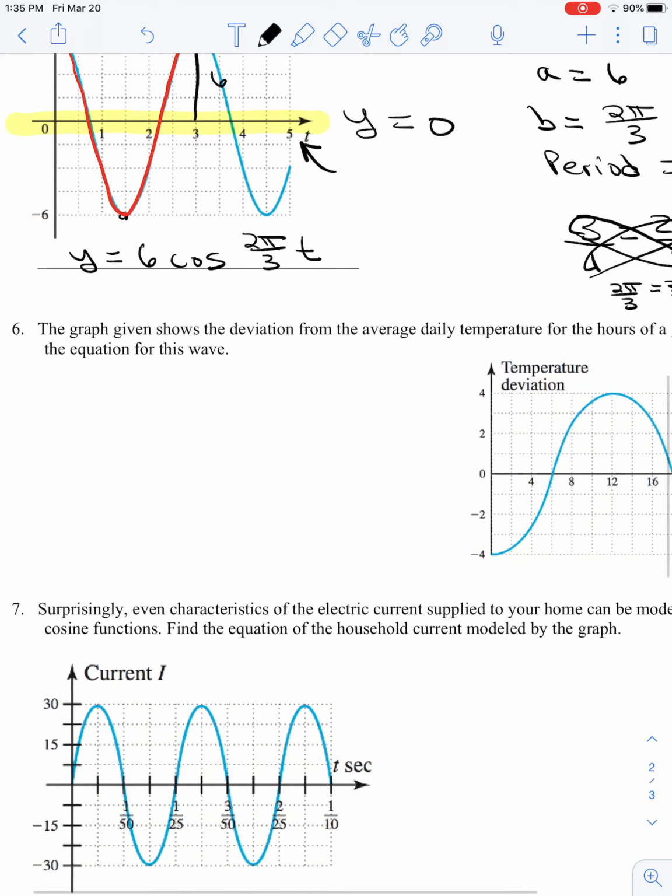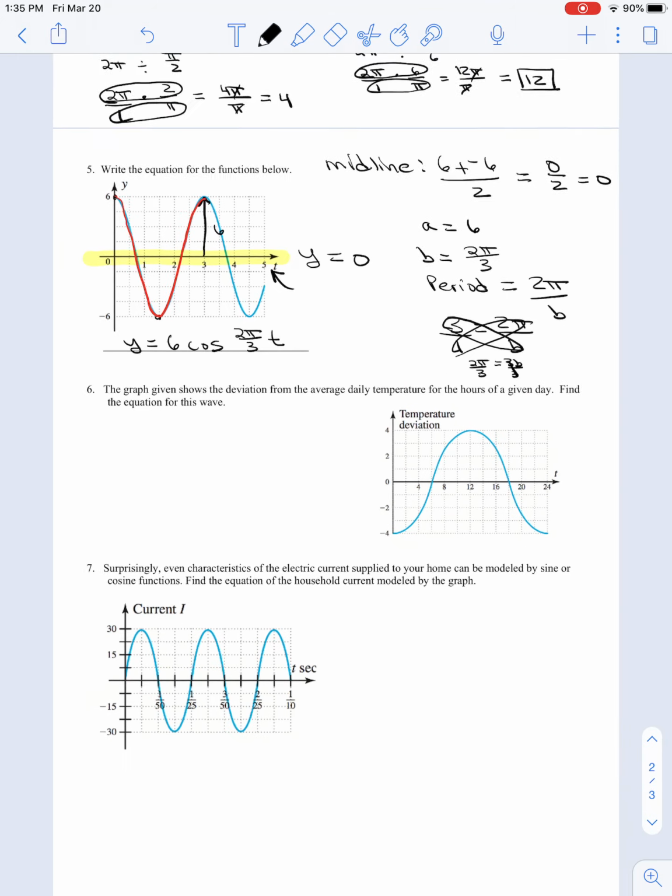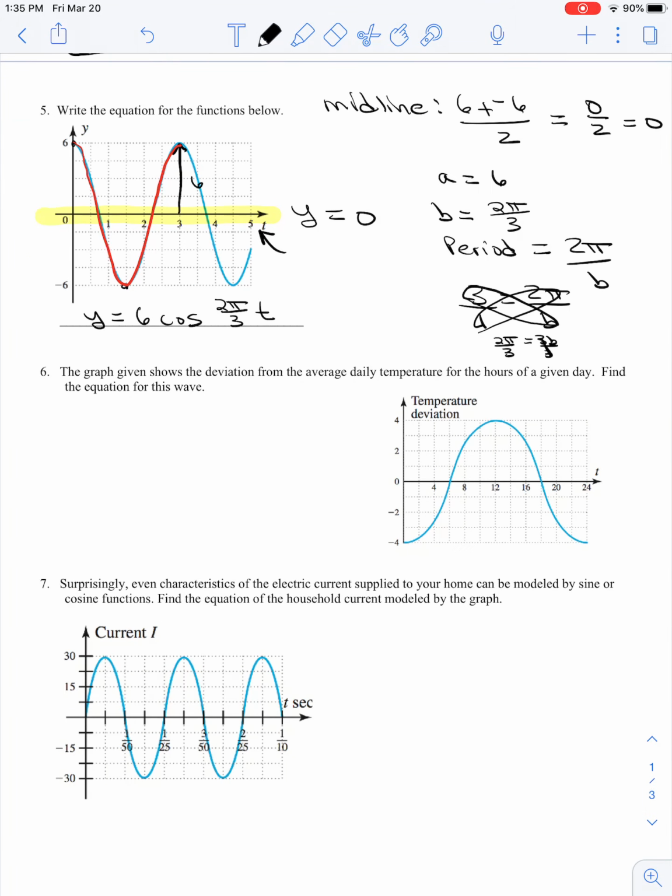Let's take a look at question number 6. So I want to find the equation for this wave. Again, I'm going to start first by finding the midline. My minimum value is -4 and my maximum value is 4. If I average them together, 4 plus -4 divided by 2, I would get 0 divided by 2. So again, the equation of my midline is y equals 0. So I know there was no vertical shift.